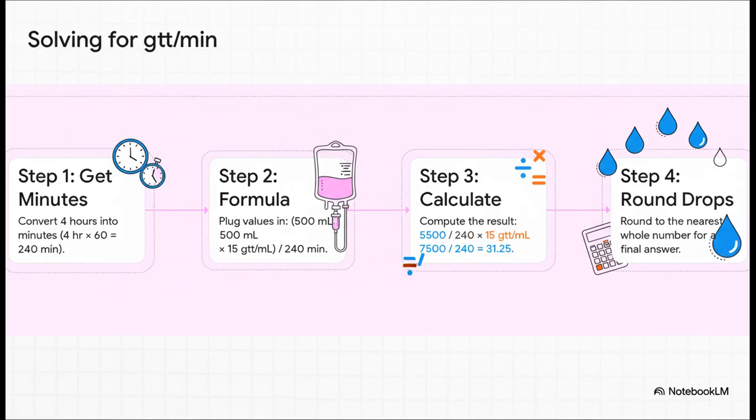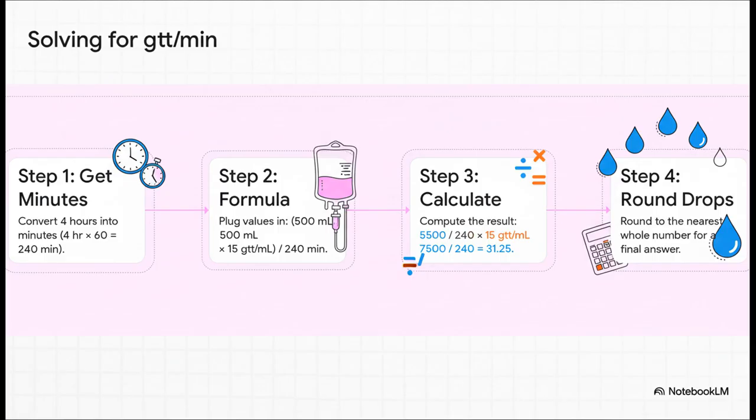Step 1. And please, please, please don't skip this. It's where most mistakes happen. We have to convert the time. The formula needs minutes, so we take those 4 hours and multiply by 60. That's 240 minutes. Got it? Good. Step 2. We just plug all our numbers into that formula we learned. So 500 mL times the drop factor, 15, divided by our 240 minutes.